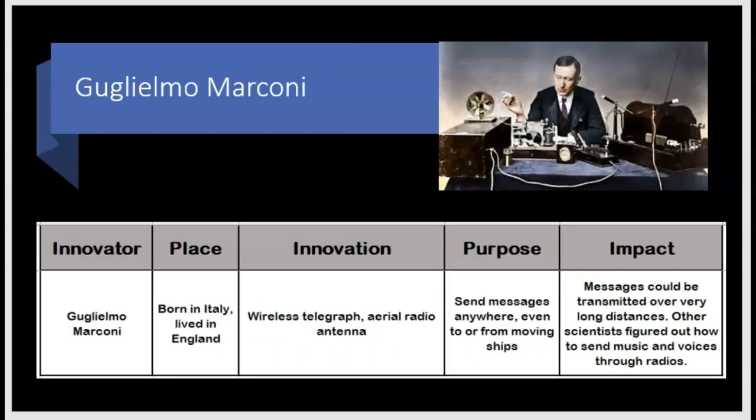Guglielmo Marconi. Guglielmo Marconi was born in Italy, lived in England, and invented the wireless telegraph and aerial radio antenna. The purpose was to send messages anywhere, even to or from moving ships. And the impact was that messages could be transmitted over very long distances. Other scientists found out how to send music and voices through radios.